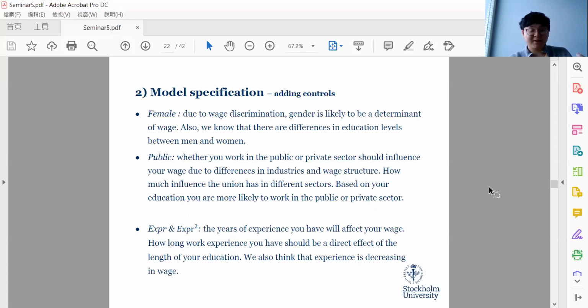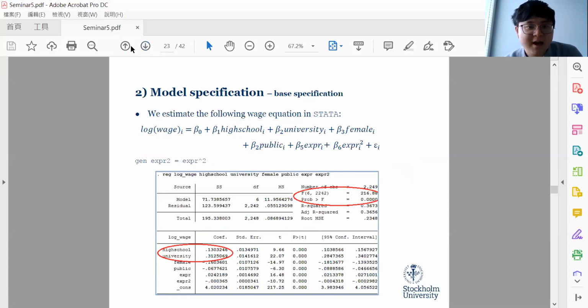And then for experience squared, it's because we think that the effect of experience on wage is decreasing. So there might exist a marginal decreasing return to experience. So that's why we put experience squared to control for that. So this is how you justify the action of adding controls.